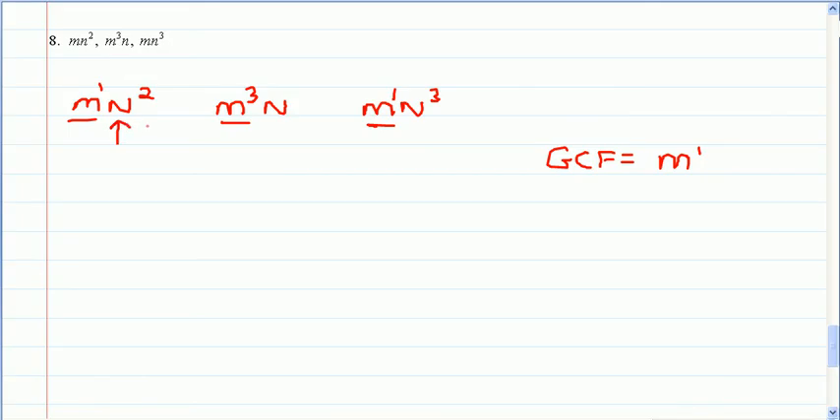And then for the n's, we have an n squared, an n to the first, and an n to the third. The lowest of all three powers is n to the first. So the greatest common factor is mn.